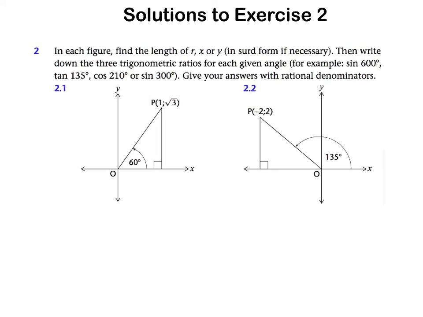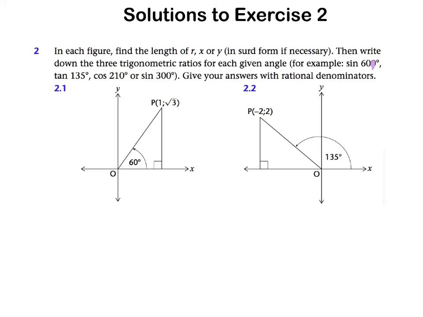Let's look at question 2 then, exercise 2. So in each figure, the length of x, y, and the radius, in surd form if necessary, is to be found, and then write down the 3 trig ratios for each given angle. For example, sine of 60 degrees, then tan of 135, cos of 210, and sine of 300. Give your answers with rational denominators. Okay, let's go for it.